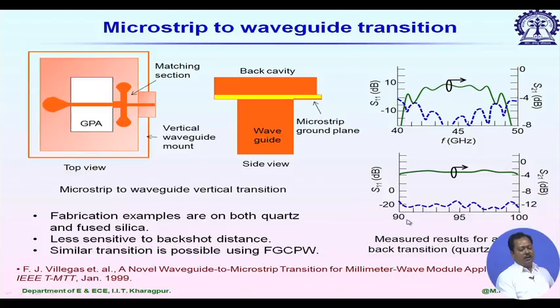And the next measured example is on a quartz substrate for the PCB. It is from 90 to 100 gigahertz, and over this band the loss is below 4 dB for these two transitions. Similar transitions are also possible using a finite ground CPW line.